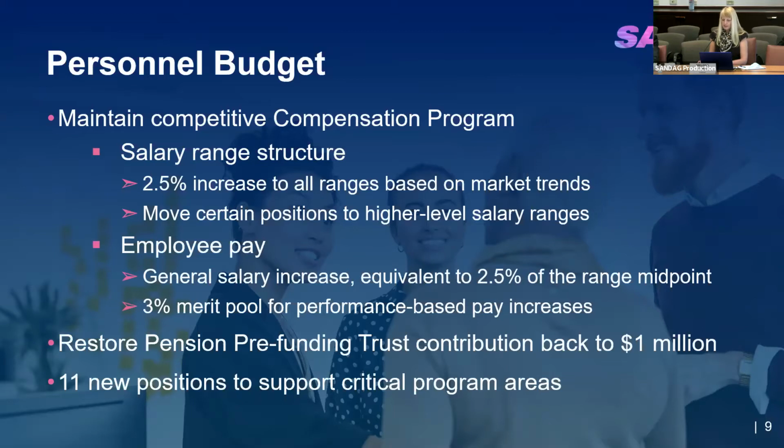The other two recommendations pertain to employee pay. In conjunction with the action to increase all salary ranges by 2.5%, a general salary increase also is being proposed. If approved, each eligible employee would receive a pay adjustment equivalent to 2.5% of the midpoint of their salary range. The budget also includes a 3% merit pool for performance-based pay increases. This was included in the draft budget and hasn't changed. SANDAG typically does not provide automatic across-the-board pay increases for employees. However, with the pace of wage growth, increases in the cost of living and low unemployment rates, the agency risks falling below market and losing more employees if measures are not taken to ensure competitive salaries are provided.